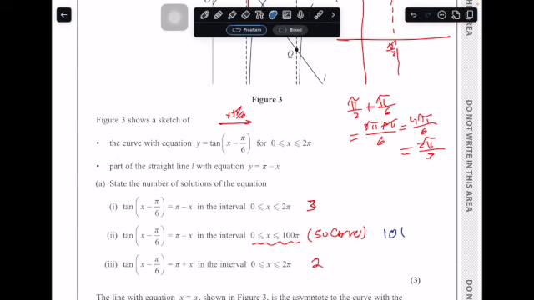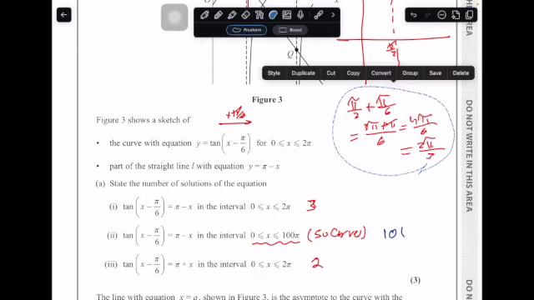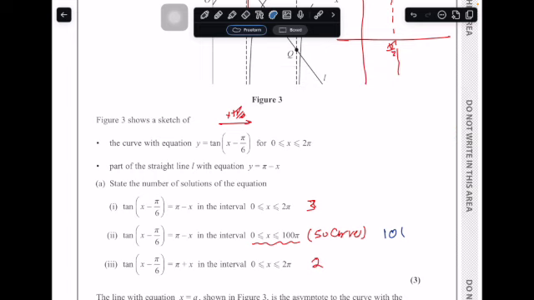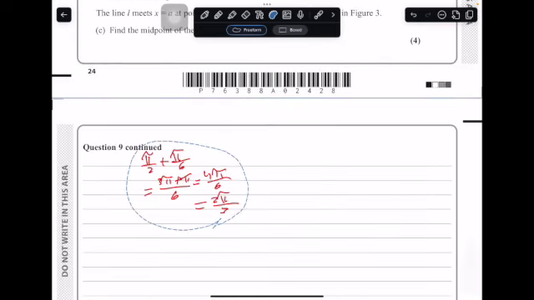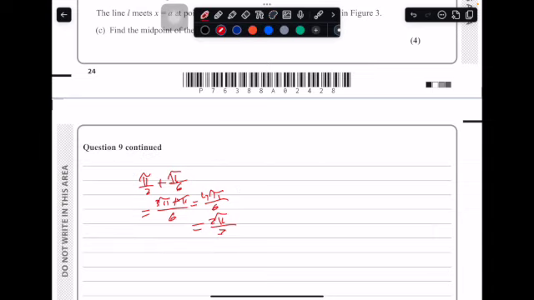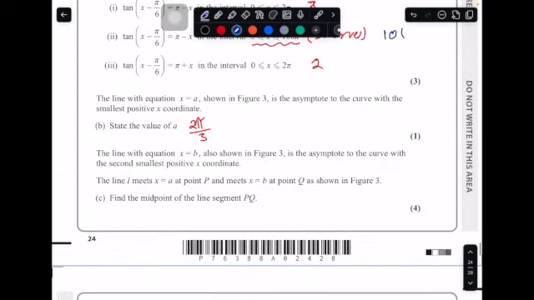I believe it is now obvious that we have to use the curve and the translation in a wise way. In a wise way, which means what? We have to look at the understanding, not the normal working out we do when we transform curves. The line with equation x equals b is shown in figure 3 as well, the asymptote to the curve with the second smallest positive x coordinate. The line meets x equals a at the point P and meets x equals b at the point Q. Find the midpoint of the line PQ.